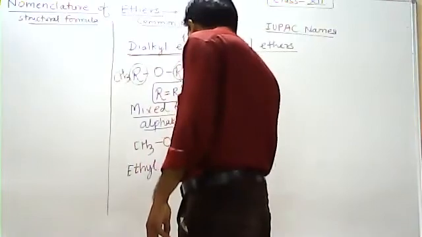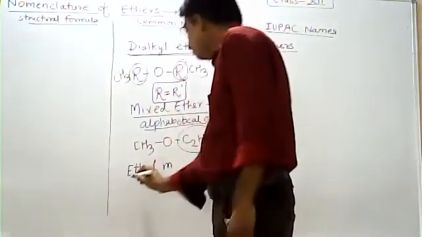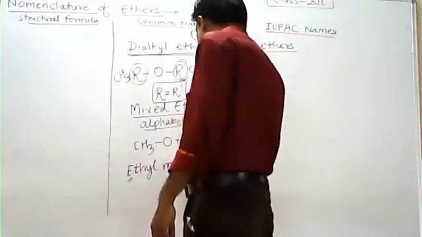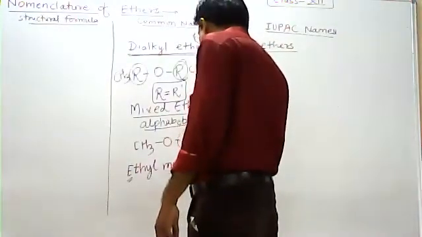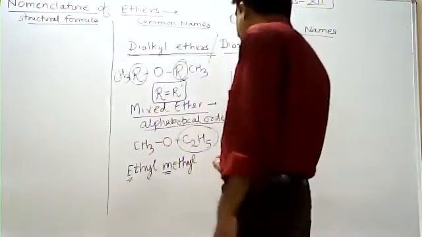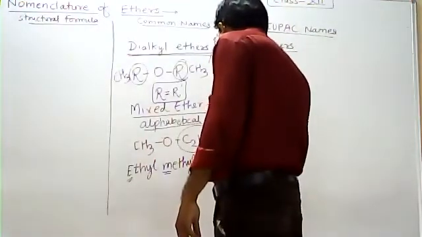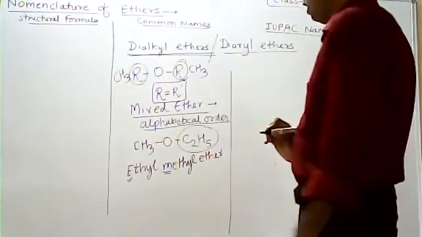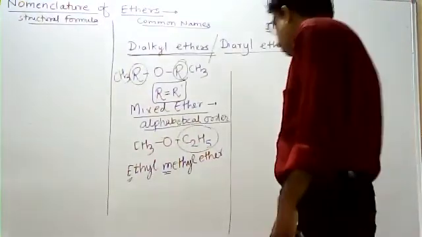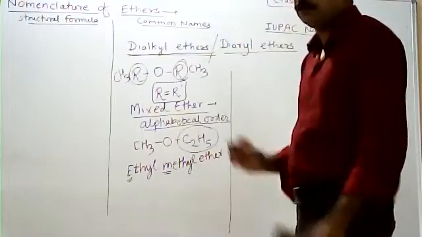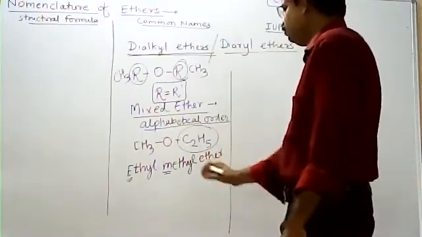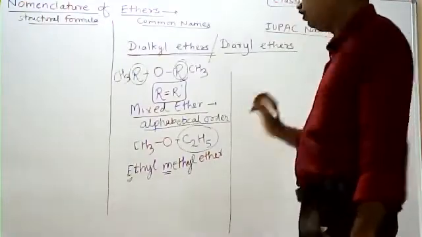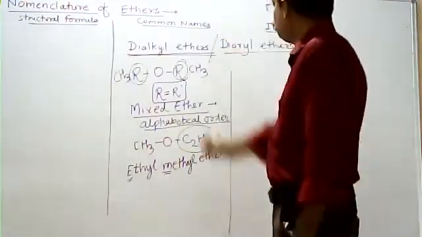This is the ethyl group. E is earlier in the alphabet. Then methyl, M comes after. Ethyl, methyl and followed by the suffix ether. So its name is ethyl methyl ether. Ethyl methyl ether. So this is about the common names.